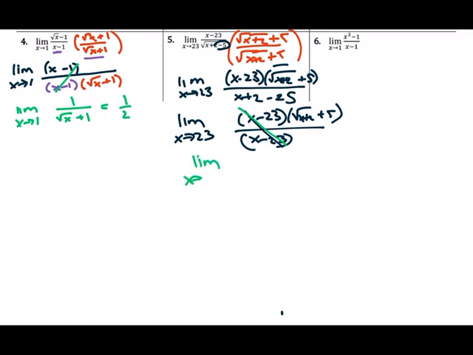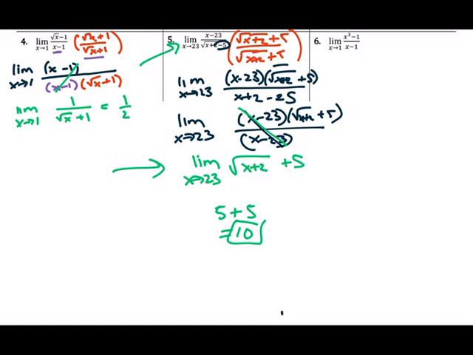So the limit as x approaches 23 of the square root of x plus 2 plus 5. This function is equivalent to this function everywhere except at 23, which is the place we want to find the limit of. So we can now use direct substitution. That's going to give me the square root of 25, which is 5, plus 5, which is going to give me 10.